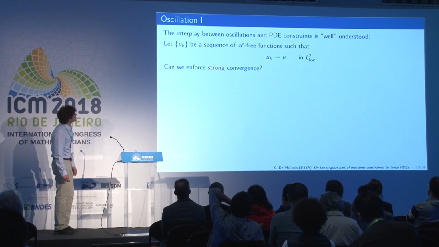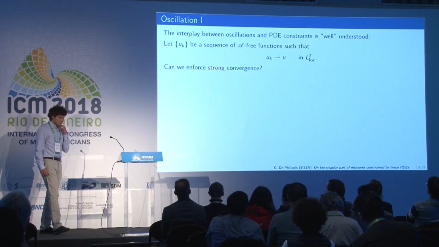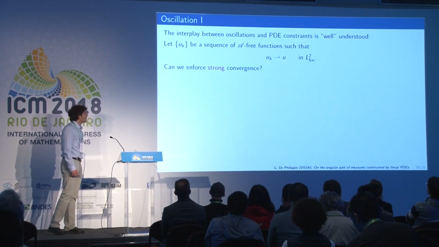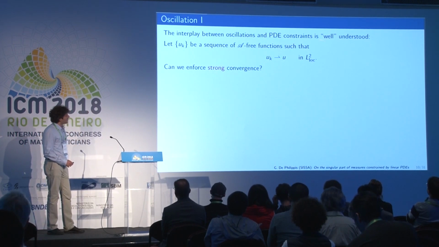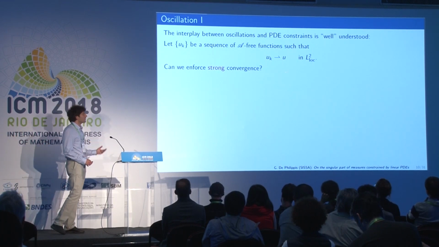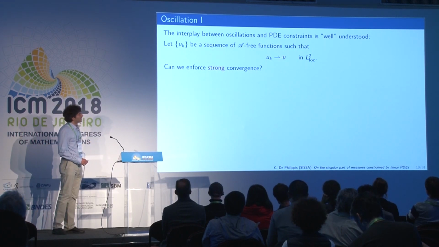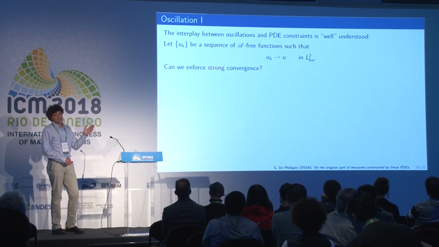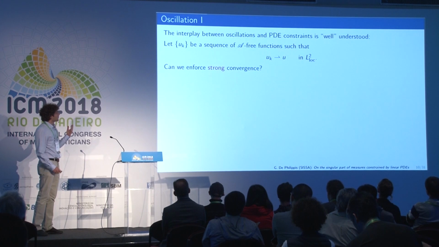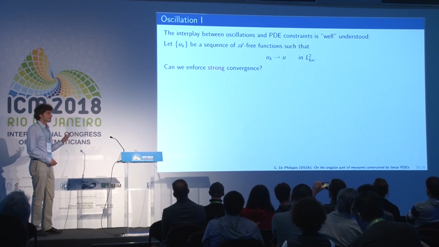Okay. So let me start talking about oscillation, and this is a well-established theory by now, and somehow well understood. So let's start with a sequence u_k of functions which are all A-free, so they are all solving A of u equals 0, and which are weakly converging to some function u, which, since everything is linear and passes easily to the limit, will be A-free as well. So how can we pass from weak to strong convergence?